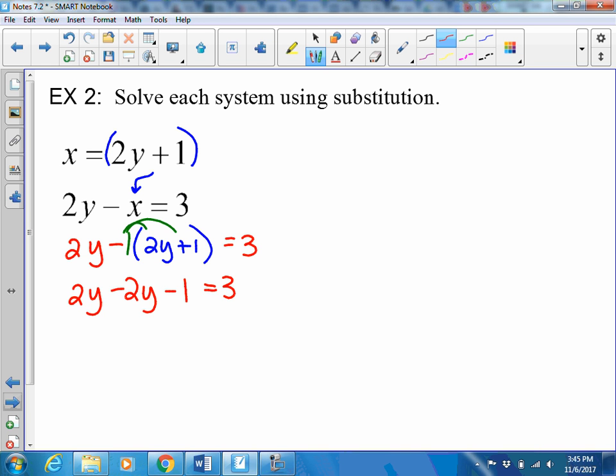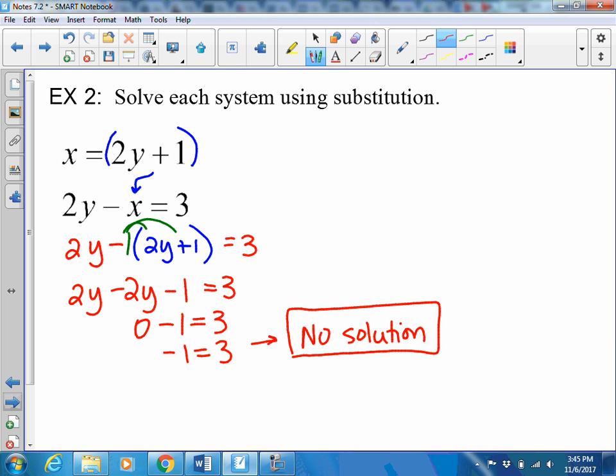Okay, so now combine like terms. 2y minus 2y, that's 0. So I really have 0 minus 1 equals 3, but that's just the same as negative 1 equals 3. Now that doesn't make sense because negative 1 and 3 are not the same. So this will lead to my no solution. So I would go ahead and finish the problem out, and we would call this no solution. Okay. The other day on the graph, these would have made parallel lines because they wouldn't have intersected.